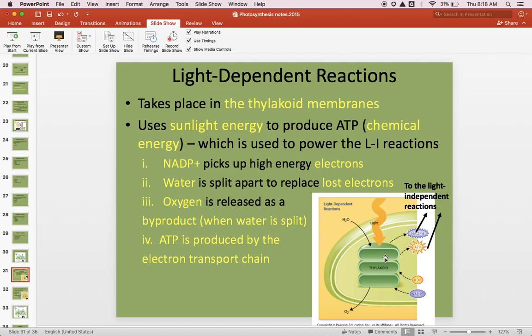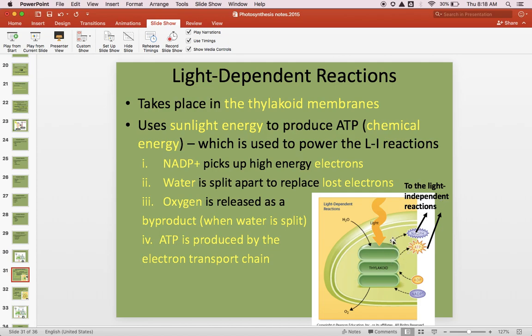As part of this process, when the electrons get passed down the electron transport chain, ATP is going to be produced, and then NADP plus will eventually pick up the high energy electrons and become NADPH. You can see this here. So 2 energy molecules are created during the light-dependent reactions, ATP and NADPH. And when they're done with the light-dependent reactions, they're going to head over to the light-independent reactions in order to turn carbon dioxide into glucose.